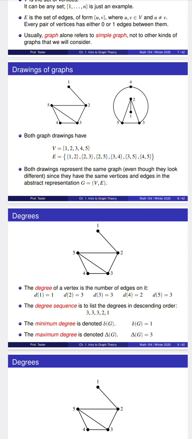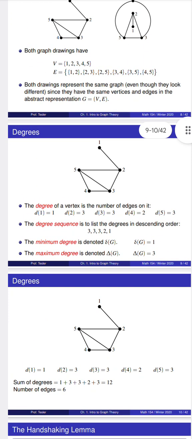In the same way, the degree of 3 will be equal to 3, degree of 4 will be equal to 2, and degree of 5 will be equal to 3. The degree sequence is to list the degrees in descending order, so this will become 3, 3, 3, 2, 1. The minimum degree is denoted by δ(G), which is equal to 1, and the maximum degree is denoted by Δ(G), and it is 3.